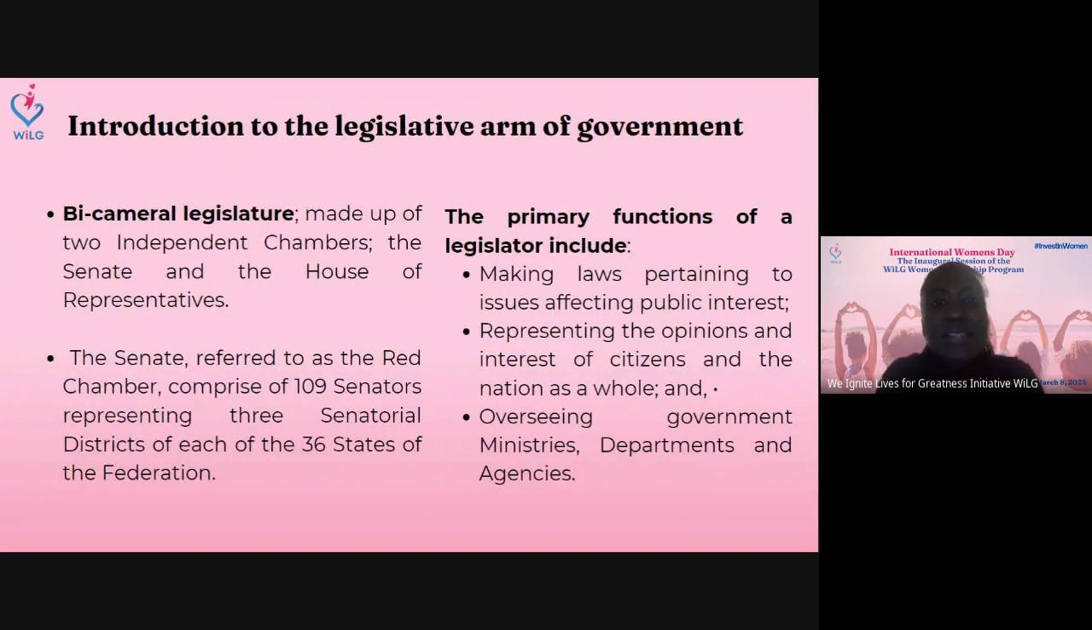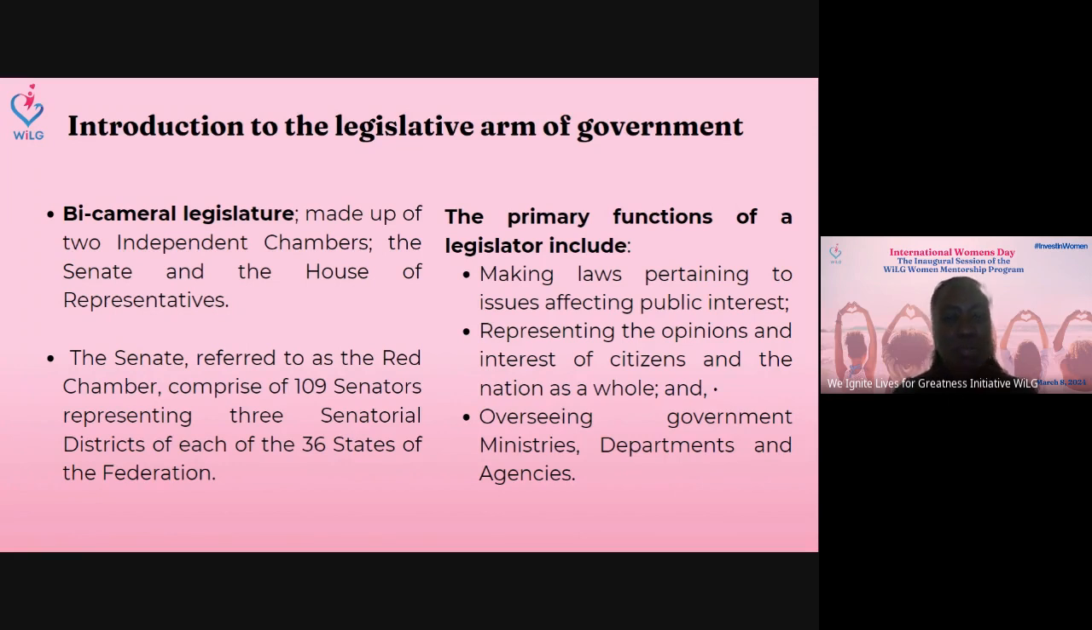Yeah, so we all know that we have the executive arm. The 3 arms of government are the executive, judiciary, and the legislature. So the legislature is responsible for making our laws, right? In Nigeria, we have the 2-chamber system where we have the Senate and the House of Representatives. Our Senate is made up of 109 members, while our House of Representatives is made up of 360 members.